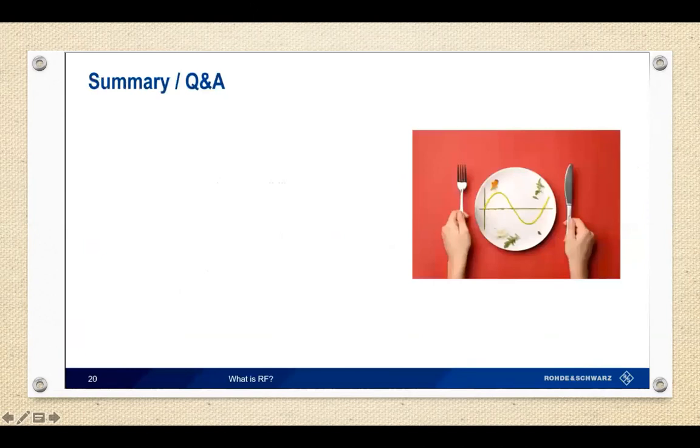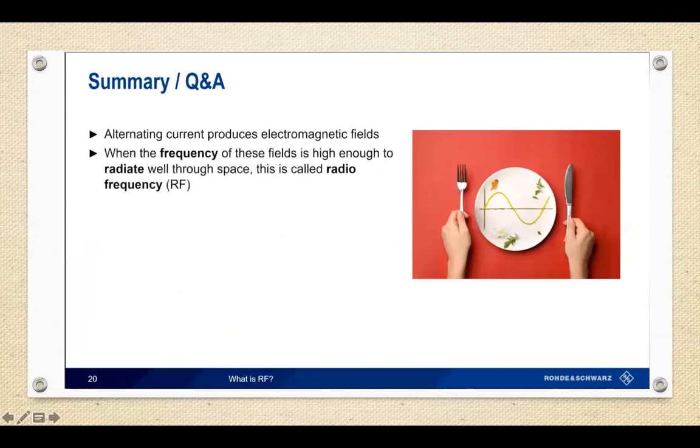Let's end with a brief summary of what we've covered. Alternating electrical currents produce electromagnetic fields. When the frequency of these fields is high enough to radiate efficiently through space, we refer to this as radio frequency, or RF. RF is used in three main areas. First and foremost, RF can be used to transfer information over long distances without wires or cables, such as TV and radio broadcasts, satellite communications, cell phones, and Wi-Fi.